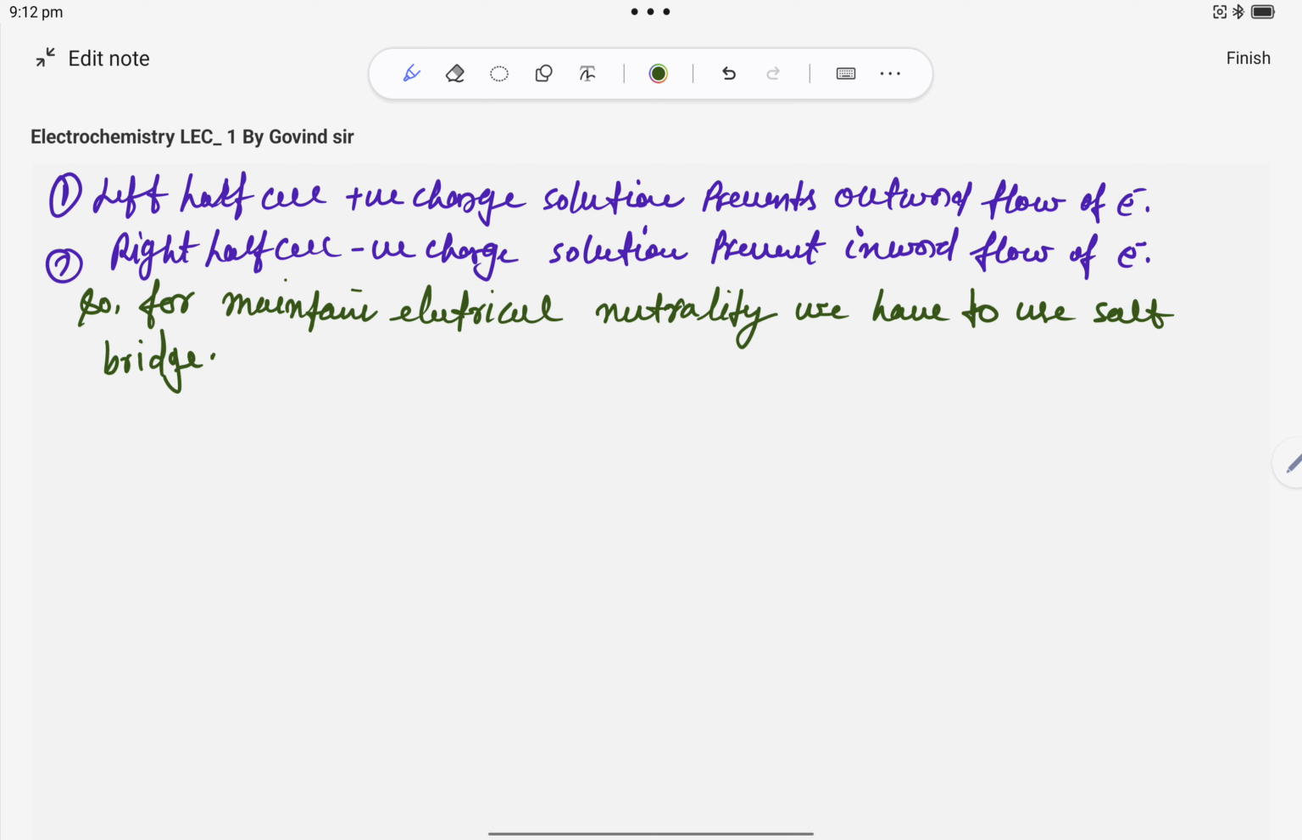What happened, children? Positive charge in the solution, negative charge on the rod. So what will they do? They prevent the outward flow of electron. Similarly, negative charge in the solution, positive charge on the rod, so that will prevent the inward flow of electron. So to maintain electrical neutrality, we have to use a salt bridge. What is a salt bridge? Now discuss the salt bridge.